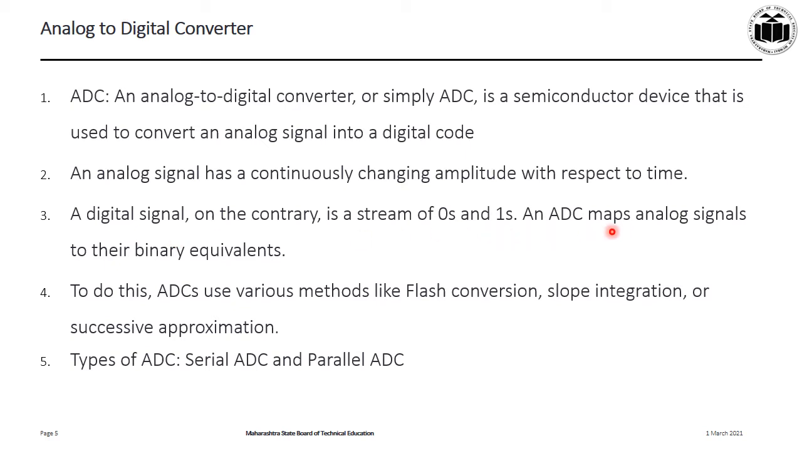ADC maps analog signal to binary equivalents. To do this, we have various methods. There is flash conversion, slope integration, or successive approximation. There are different types of ADCs that are available: serial ADC and parallel ADC.